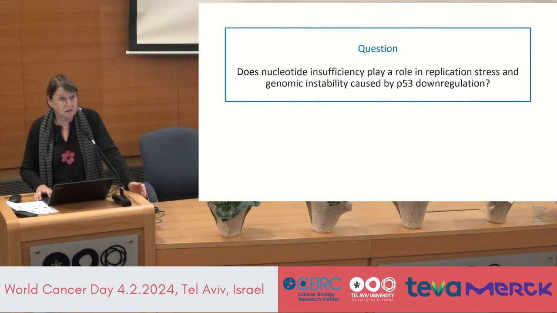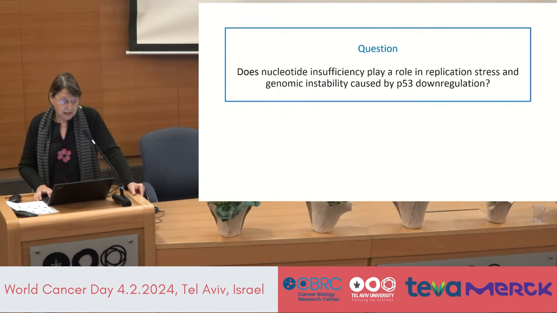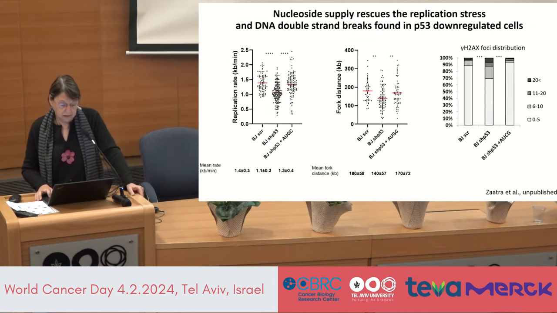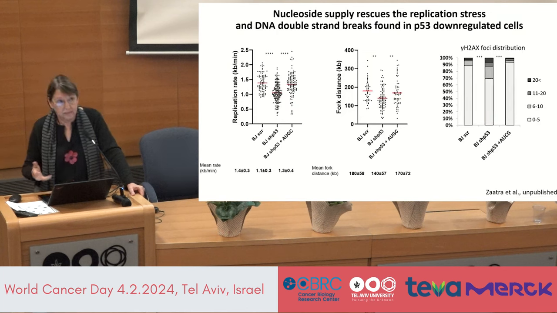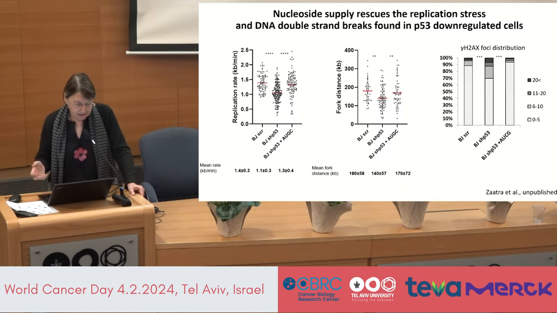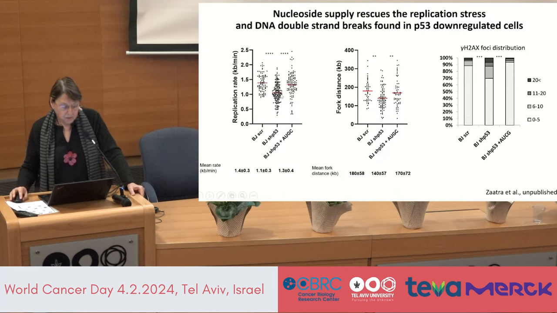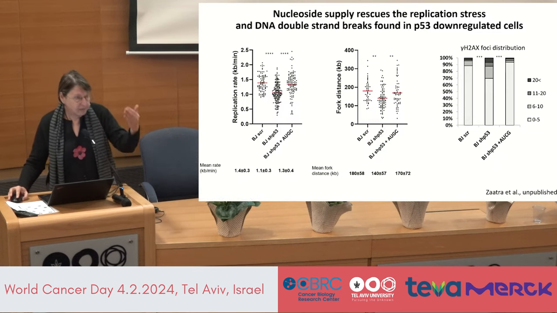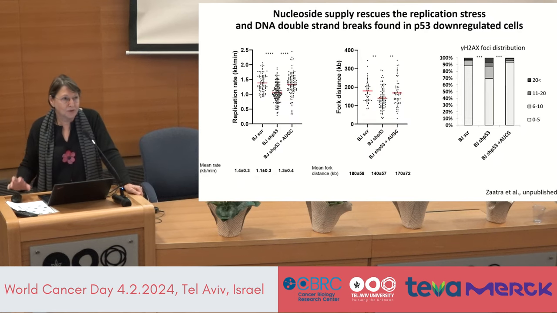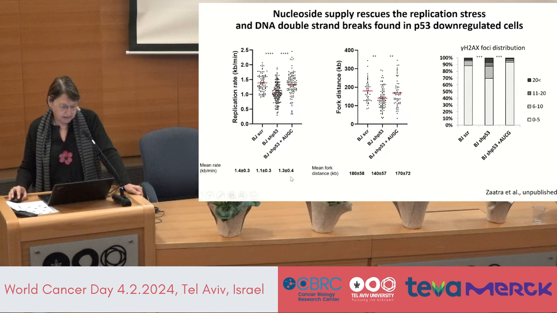So the question was, does nucleotide insufficiency play a role in replication stress and genomic instability caused by P53 downregulation? So we supplemented the cells with the nucleosides A, U, G, and C. In some experiments, we did A, T, G, and C, same results. And we can see that the significant decrease in the replication rate is totally rescued by the addition of exogenous nucleosides. So in these experiments, the rate was 1.4. Downregulation of P53 led to 1.1. And then by supplementing the cells for 48 hours with a low concentration of these nucleosides, the replication rate is now 1.3 and is not different from the scrambled.